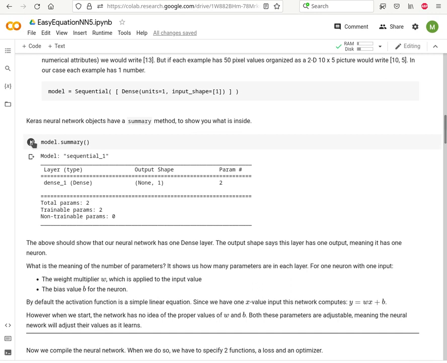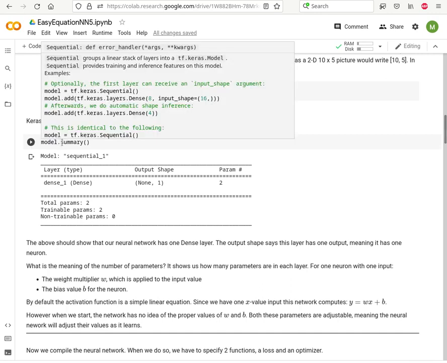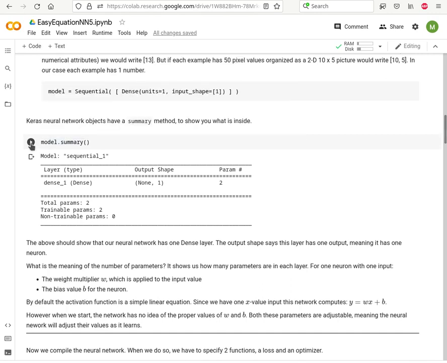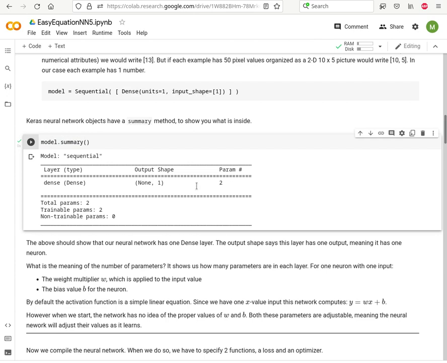A nice thing is that these objects have a method called summary. So if I click on there, I call the summary method, and it prints out this stuff here. This is telling you that it's got just a single neuron, and dense has to do with the interconnectedness, but with only one neuron, the fact that it's dense, who cares?